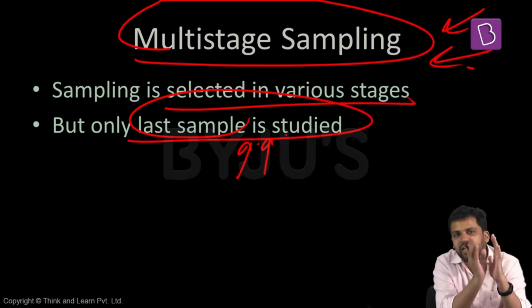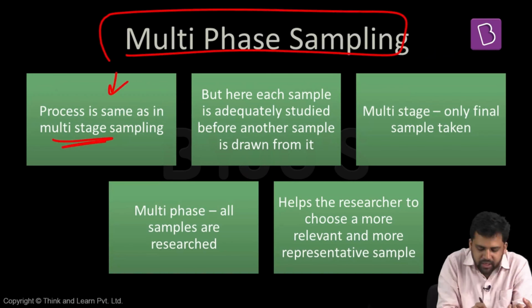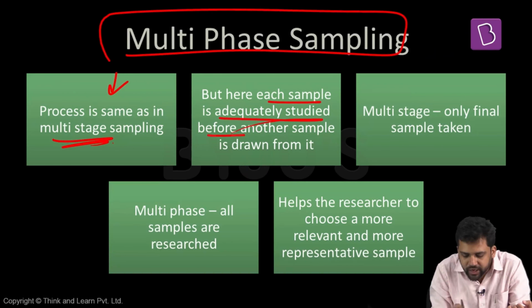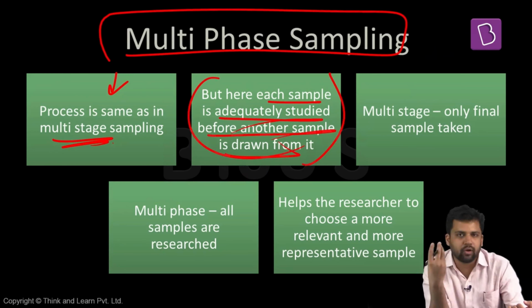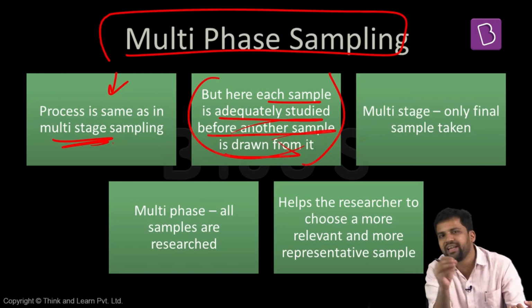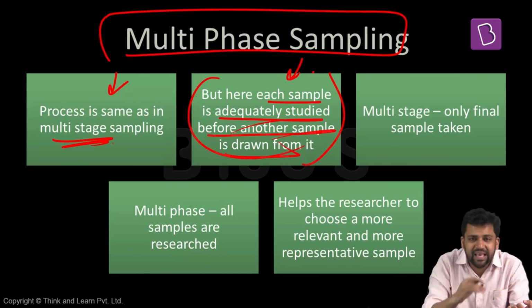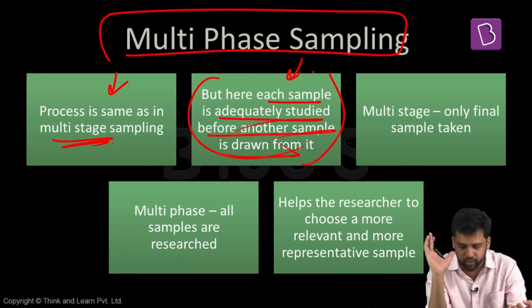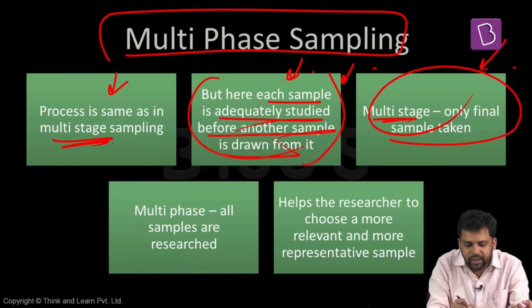But in case you are studying the samples at each and every stage, then it is called multi-phase sampling. The process is the same as multi-stage, but here each sample is adequately studied before another sample is drawn from it. First you study the sample at the level of state, then at the level of cities, towns, counties, then at the level of schools, then the students. So at each level, you are studying the samples before proceeding to the next stage. In multi-stage, only the final sample is taken. In multi-phase, all the samples are researched.